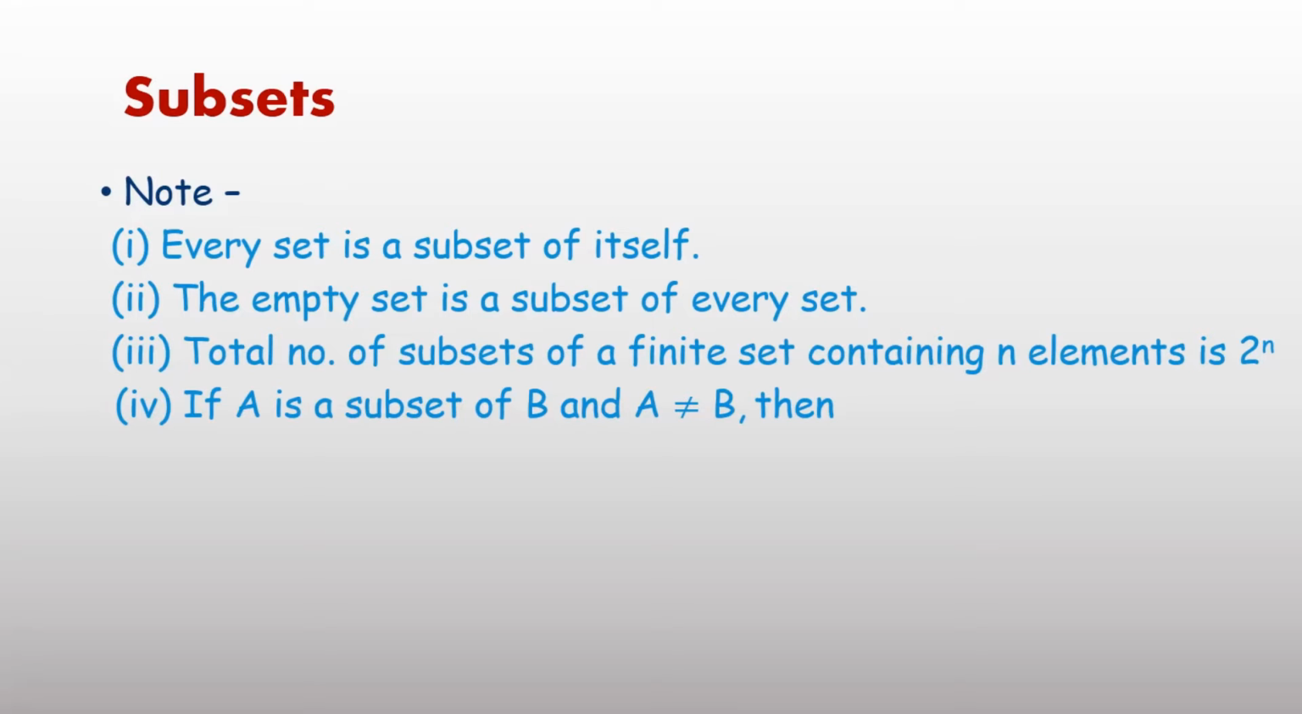If A is a subset of B, but A is not equal to B, then A is called a proper subset of B and B is called a proper superset of A.